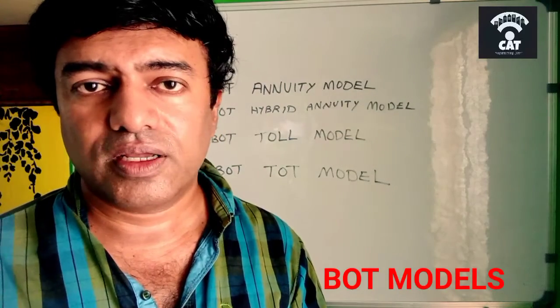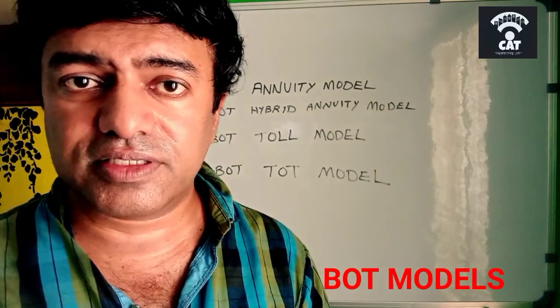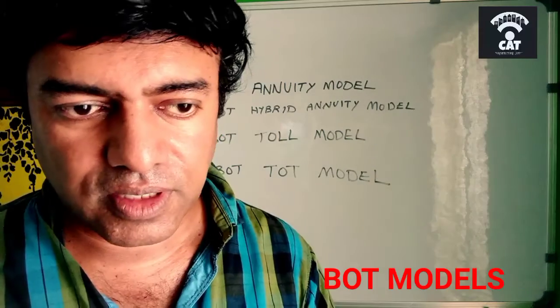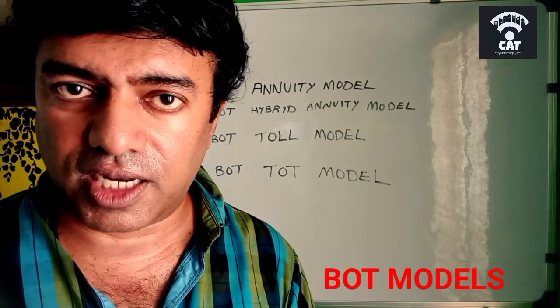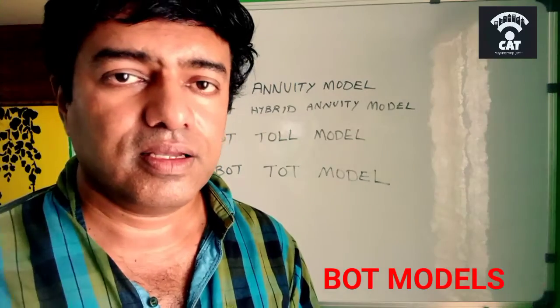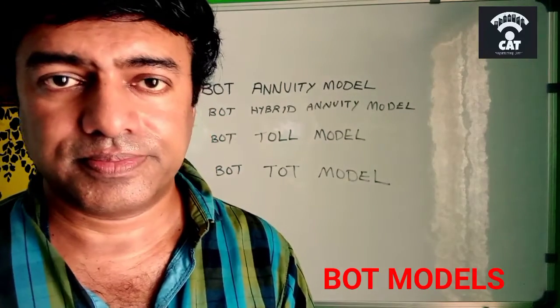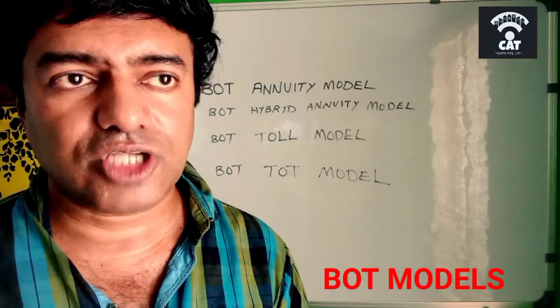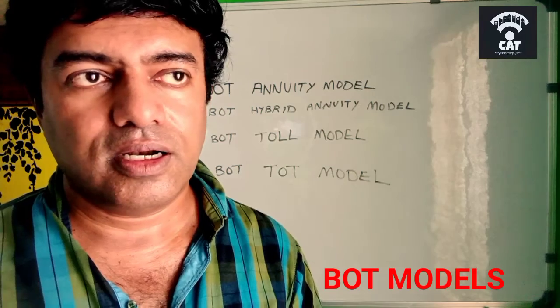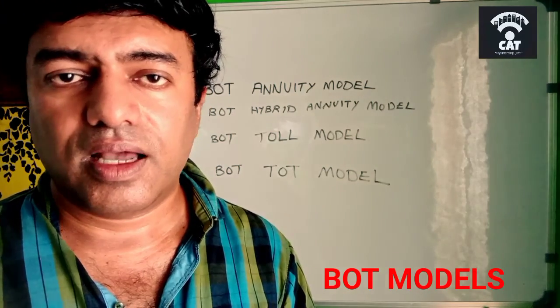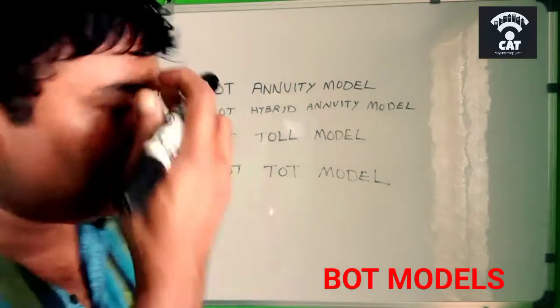Another factor is that within this time span of 5 years, all the maintenance cost of this national highway has to be paid by the Adani Group. So this type of payment model is called the Triple P BOT annuity model.